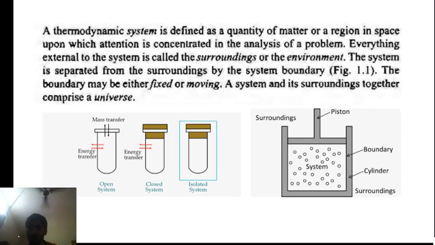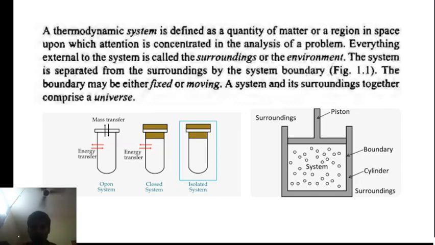Now this boundary may be a fixed one or a movable one. So this boundary may move also. So this is the system for the study purpose. This is the piston cylinder arrangement, as is clear from the figure. So now see, there is an open system.